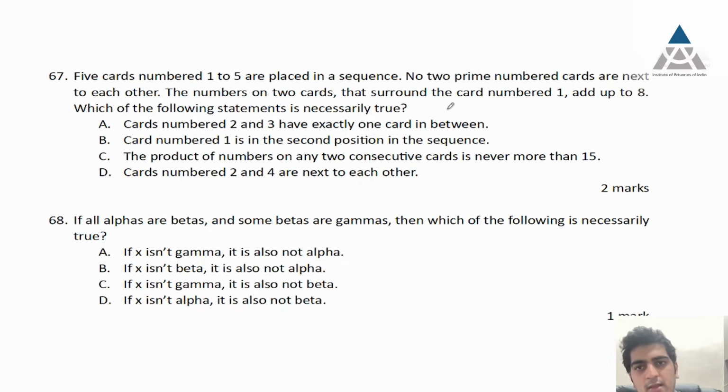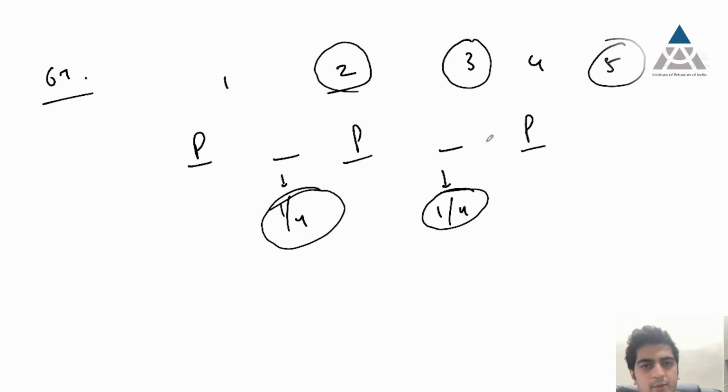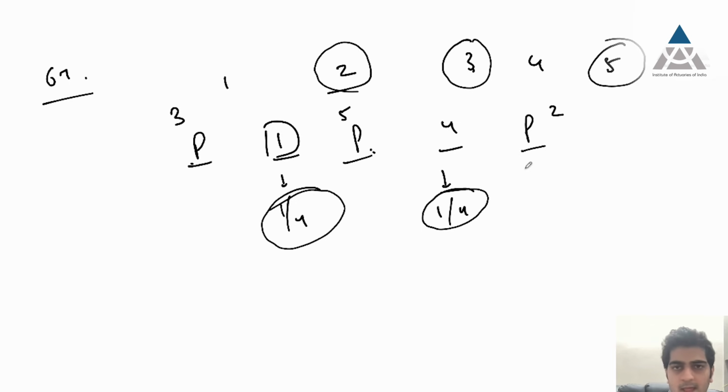The numbers on 2 cards that surround the card numbered 1 add up to 8. So the numbers that surround 1, let's say if 1 was here, add up to 8. Now there is only one option that does that, which is 3 and 5. So this would be 3 and this would most likely be 5. This could be 4 and this could be 2. There are other options as well, but let's go ahead with this one.